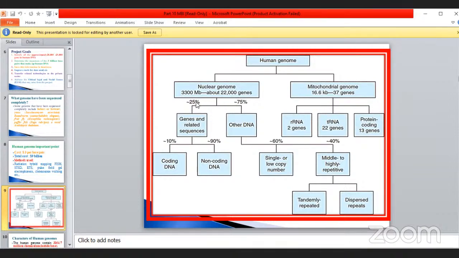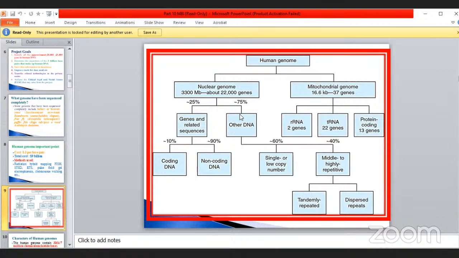From the 25%, you have to split the 10% and 90% also. Which one is coding? How much is coding and how much is non-coding? You have to identify this. This is one part, and it is also asked in the mathematical aspects. The second part: 75%, where 22,000 is 100%. The 75%, how much is it? You have to calculate it.